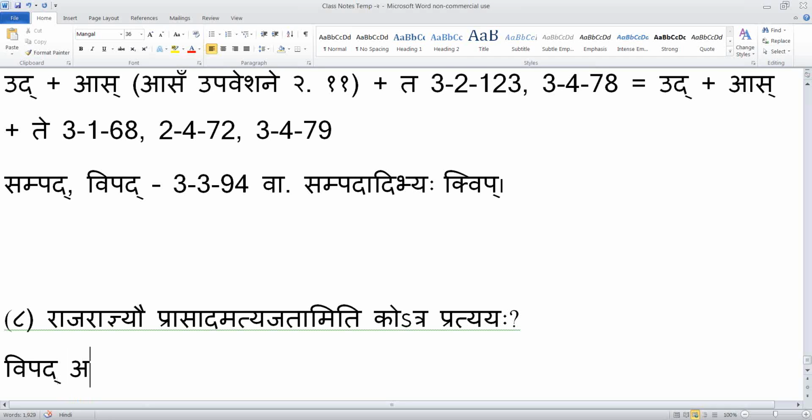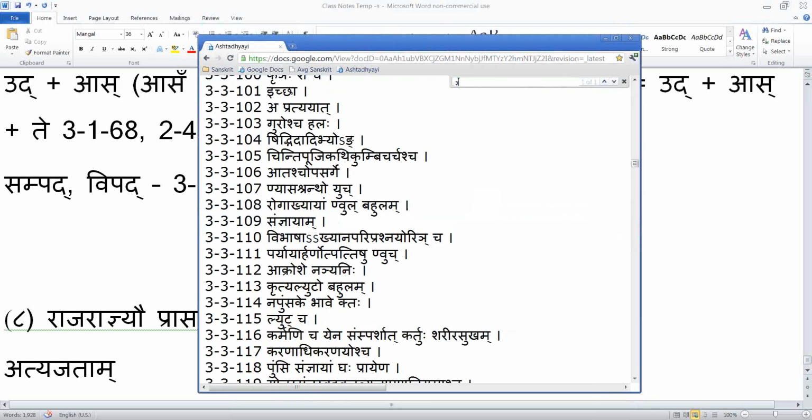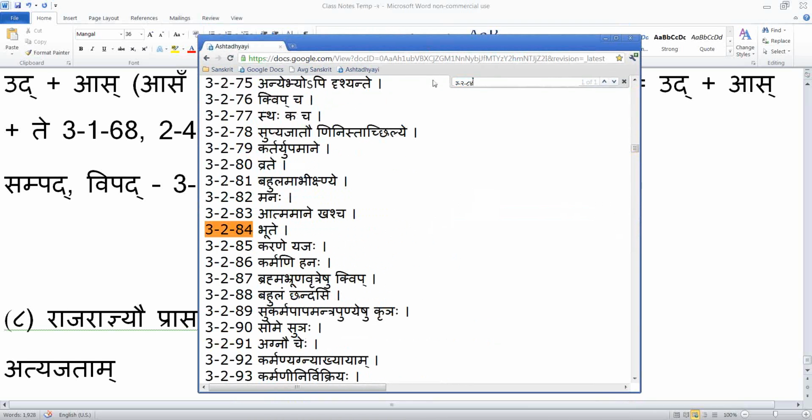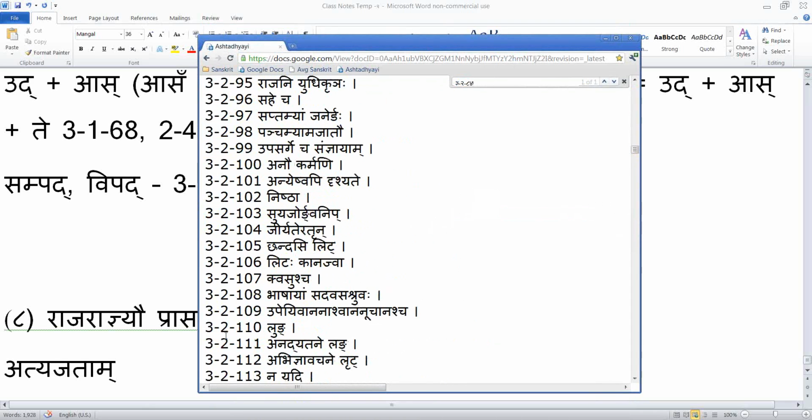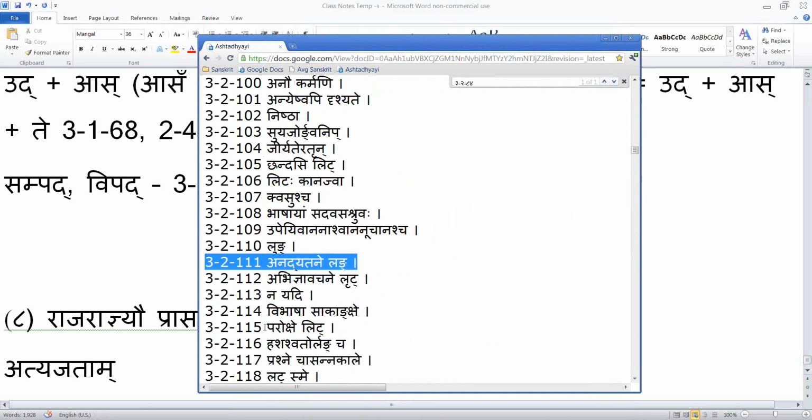Atyajatam. Okay, atyajatam. So of course this is lang lakara. It is prathama purusha dvivachanam. This has all been covered to you in the daily examples, so we'll go pretty fast now. So lang lakara, what sutram for lang? Anadyatane lang. Even though we are going fast, you should make sure you understand these rules very well. It's Anadyatane lang, under the bhute adhikara starting in 3.2.84. Past tense not of today, and if it's not paroksha, where lit comes, otherwise lung comes.